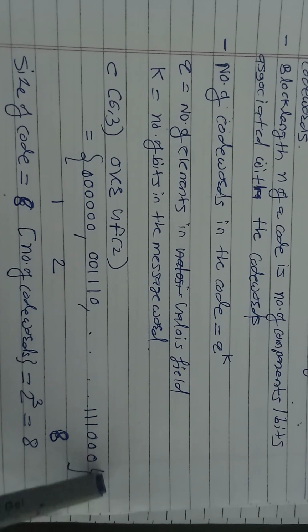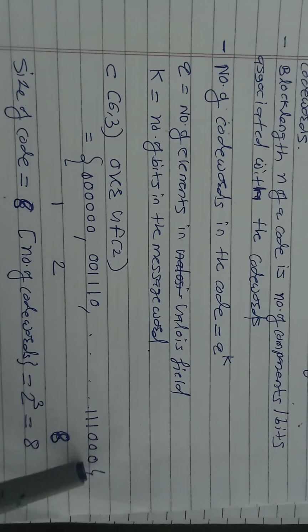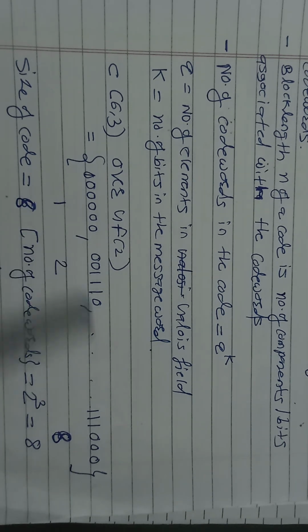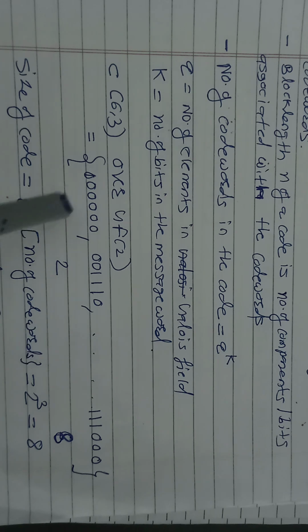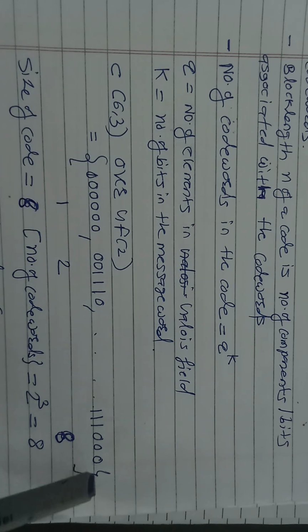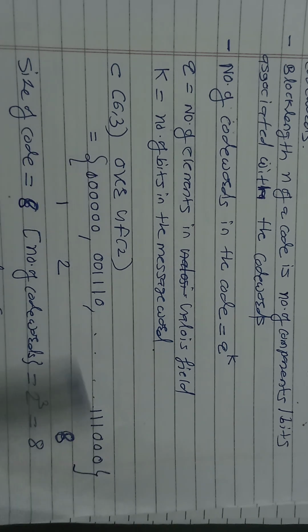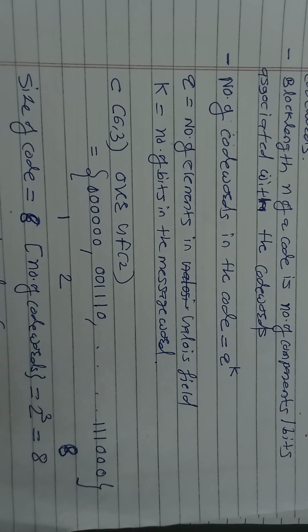So it is a set of code words. How many code words are there? There are 8 code words. I have not written the in-between code words. I have just written the first, second and 8th code word. So code is a set of code words, or a group of code words. Now this is one code word, this is the second code word, this is the 8th code word.